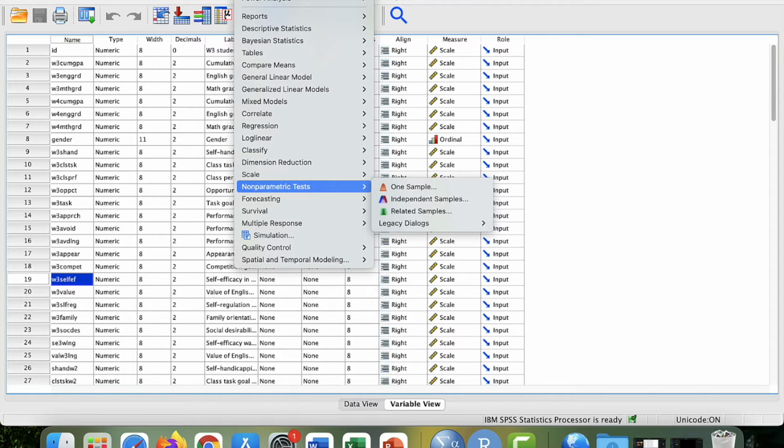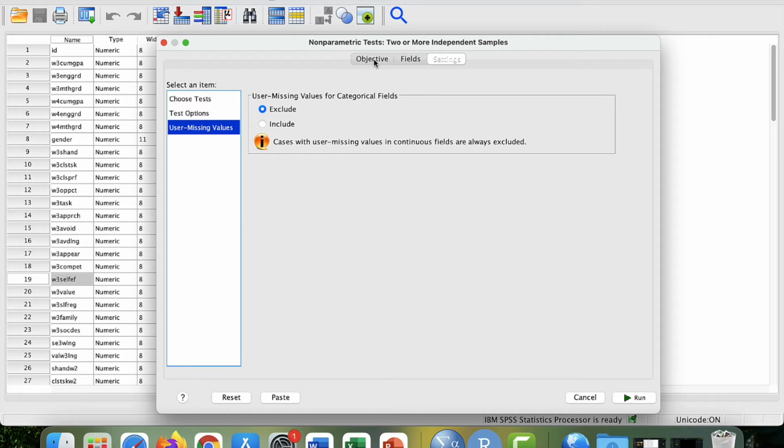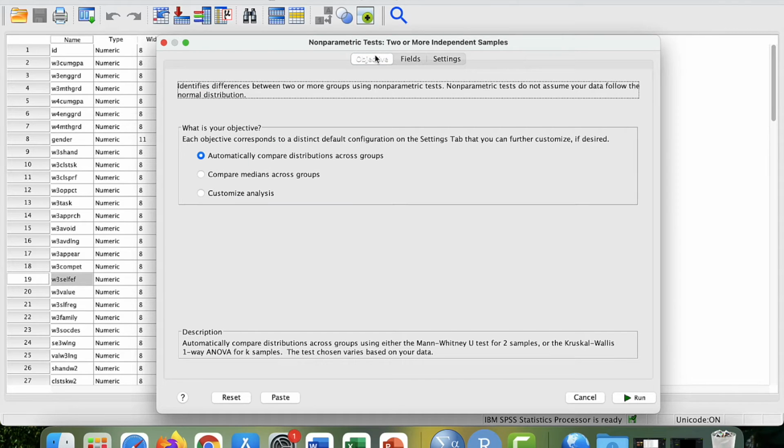So first we'll go to Analyze and over to Non-Parametric Tests. And we'll select independent samples because we're going to compare groups that are independent of each other. Now, our objective is to compare the distributions across the groups. And you can see down here that SPSS, if you wanted to, will select which test to use. If you are comparing two independent groups, it can automatically run a Mann-Whitney U-test. If you're comparing more than two groups, it can automatically run a Kruskal-Wallis, one-way ANOVA. So let's see what our options are.